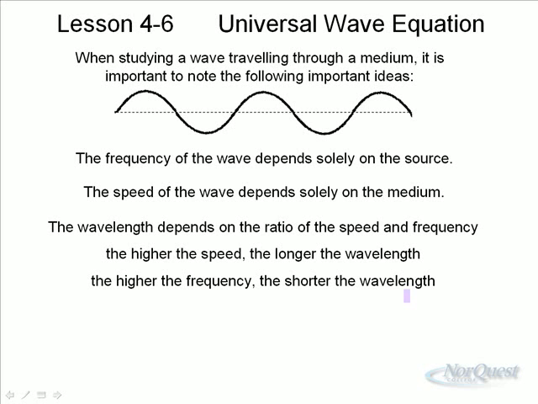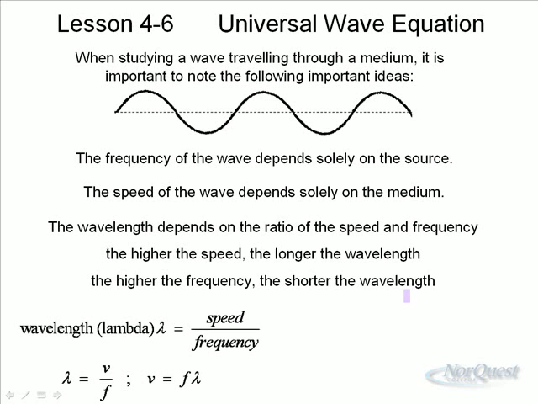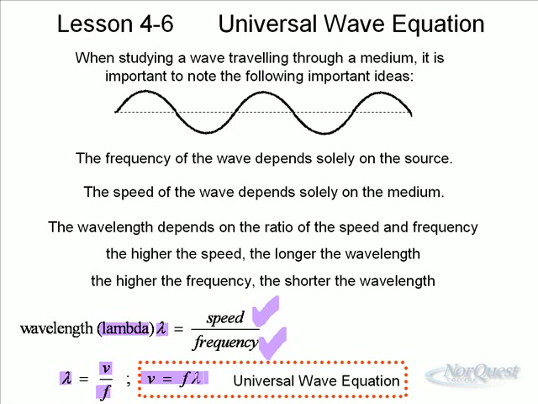And this comes together in a small little equation where the wavelength, we use the symbol lambda, L-A-M-B-D-A. It's a Greek symbol, looks like this. And we say lambda is equal to the ratio of the speed divided by the frequency. So lambda is equal to v over f, and if we rearrange that and solve for v, we get v is equal to f lambda. And we generally refer to v is equal to f lambda as the universal wave equation.